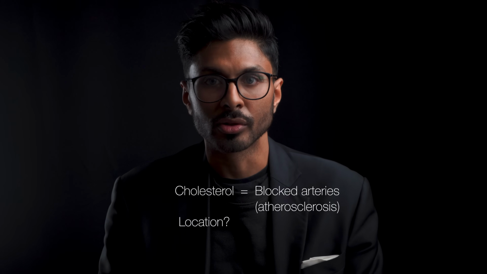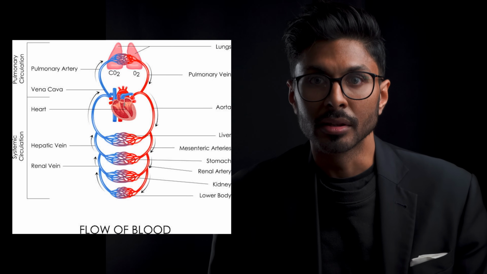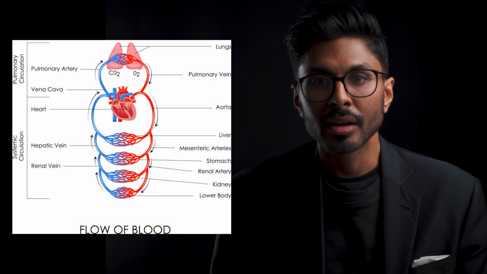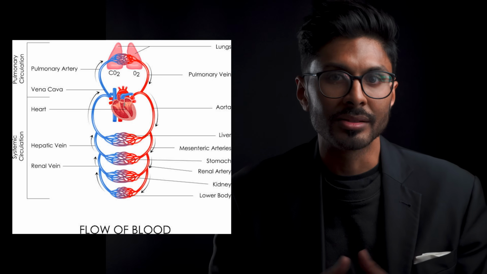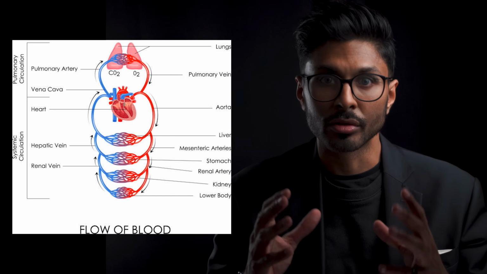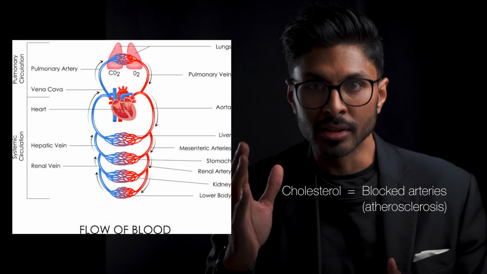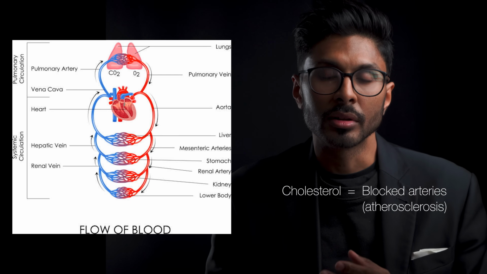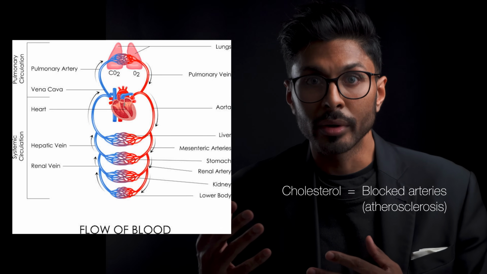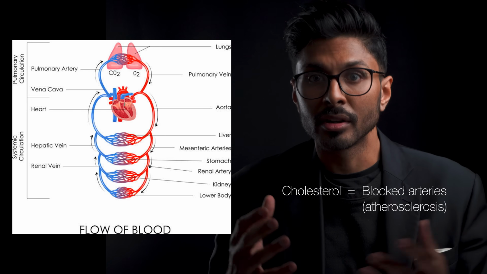I'll get a picture on screen now of the body's vasculature. The venous side, or the side of the veins, doesn't develop atherosclerosis, even though it has the same amount of cholesterol coursing through it as the arterial side. Why is that? If cholesterol equals atherosclerosis, then why is it not in the veins when it's there too in exactly the same amount as the arteries?